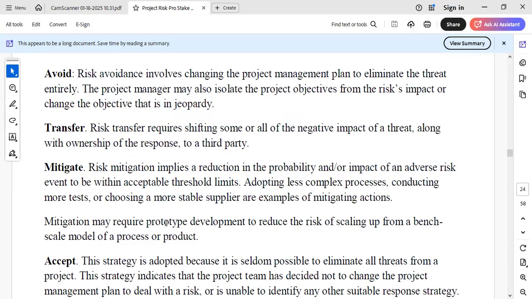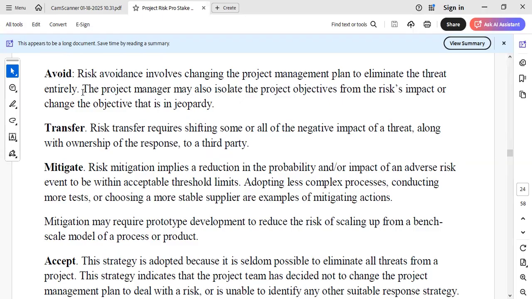For negative risk, when we say avoid, we want to change the project management plan to eliminate the threats entirely. We don't want to do that aspect of the job. That is avoidance. You want to isolate the project objective from the risk impact, or change the objective that is in jeopardy. That is avoidance. There are certain things that you just have to avoid by cutting them off.